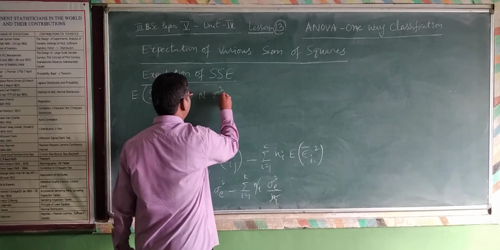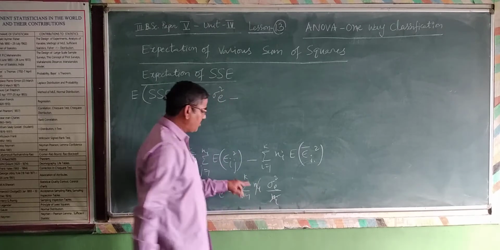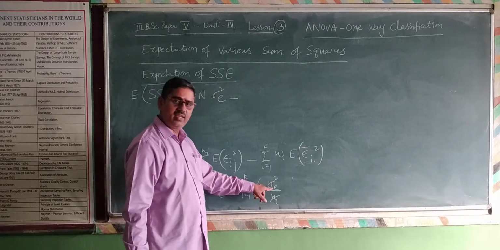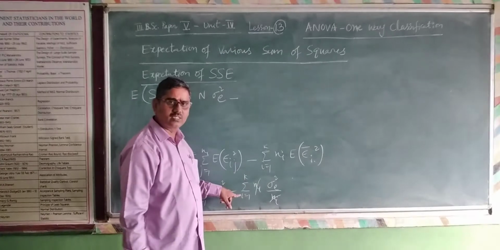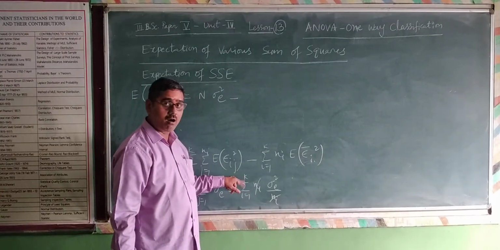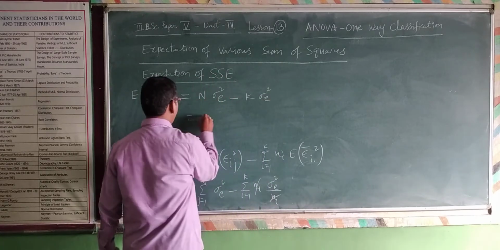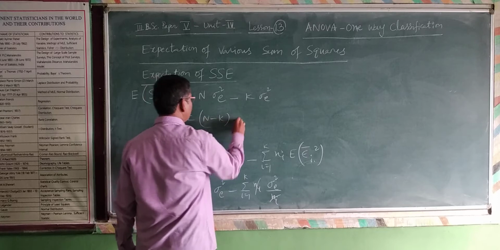So capital N into sigma square e minus summation i equal to 1 to k, n_i was cancelled. Therefore, sigma square e is a constant, it does not depend on the summation. Summation i equal to 1 to k consists of k terms. So therefore, it is k into sigma square e. So it is equivalent to (n minus k) into sigma square e.